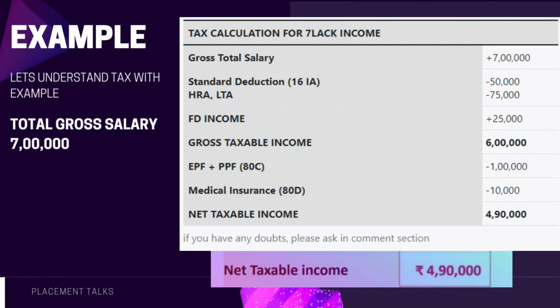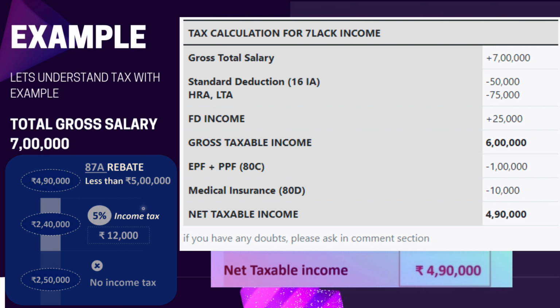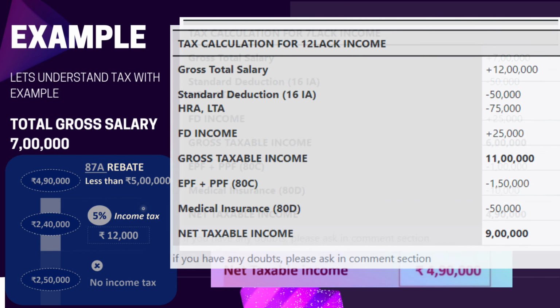So you can see on the left side, for the starting 2.5 lakh we will have no tax. Then from 2.5 to 5 lakh we will have 5% tax, that is 12,500 rupees. But under the 87A rebate we get an option that we don't need to pay any tax, as we come under 5 lakh rupees. So we will be getting a rebate of that 5% tax. So we don't need to pay any tax for the 4,90,000 rupees net taxable income.